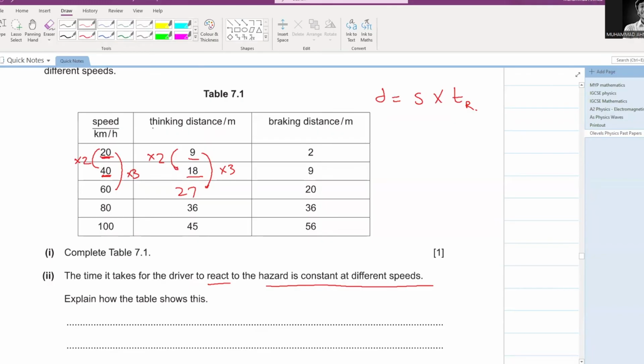Can you realize that thinking distance and speed are what? Directly proportional. As the speed doubles, thinking distance doubles. As the speed goes triple, the thinking distance goes triple. That means thinking distance is directly proportional to speed. That means what? This reaction time, or the time it takes for the driver to react, will be constant or same. Beta, you can write this.